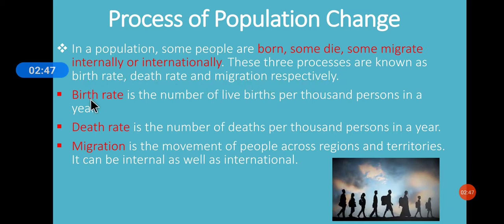So what is birth rate? Birth rate is the number of live births per 1,000 persons in a year. And that is the way it is counted, per 1,000 persons. Death rate is the number of deaths per 1,000 persons in a year. So both birth rate and death rate are counted per 1,000 persons in a year. How many are born and how many are dead also depends on this population change.